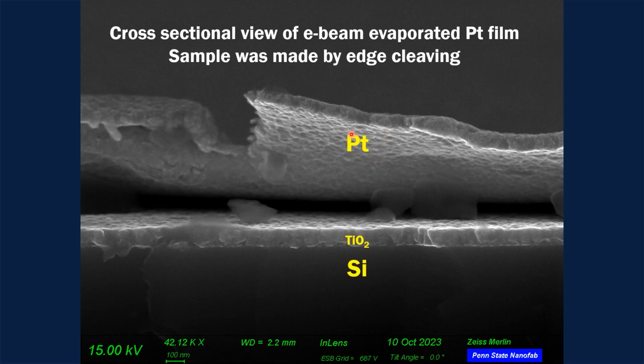Non-refractory metals are usually very stretchy. The film can get damaged when cleaving. This platinum layer was deposited by E-beam evaporation. The peeling off from the substrate indicates the adhesion between the platinum layer and the substrate is very poor.